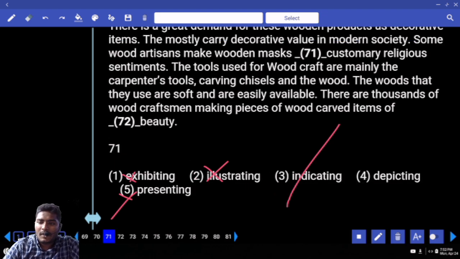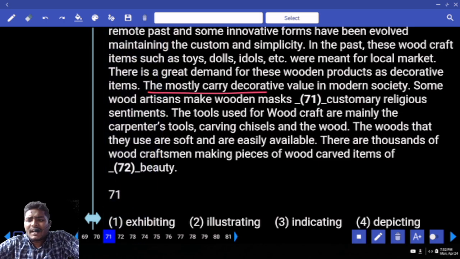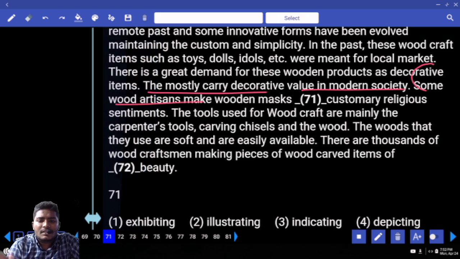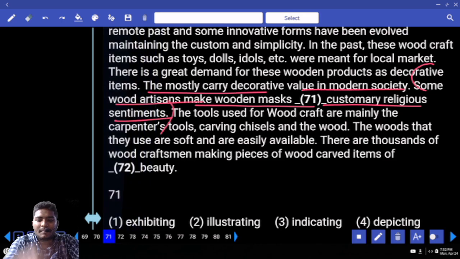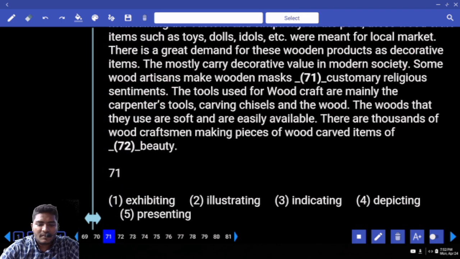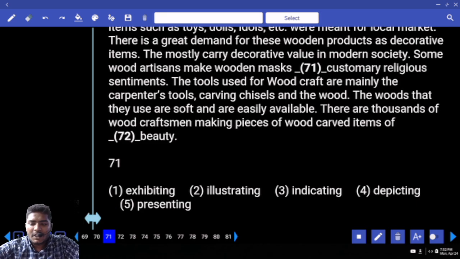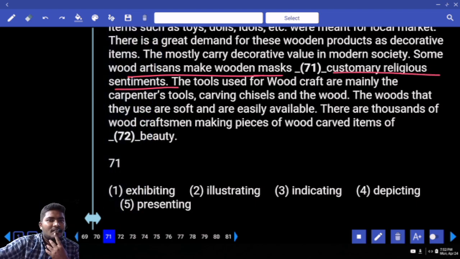Next, move to 71. The dash mostly carry decorative value in modern society. Some wood artisans make wooden masks dash customary religious sentiments. Look at the options. What are the options given here? Exhibiting, illustrating, indicating, depicting, presenting. Tell me your answer. Some artisans make wooden masks. What do you mean by wooden masks of customary religious sentiments?